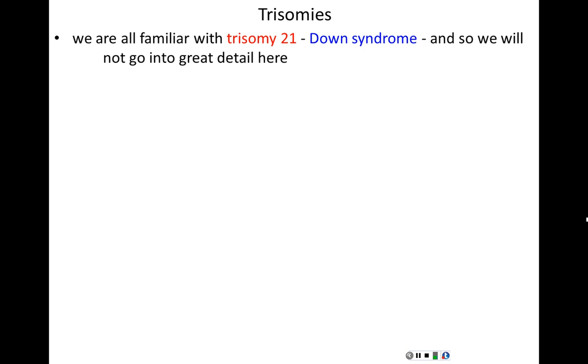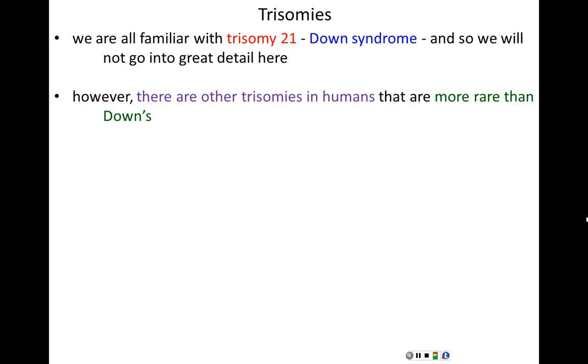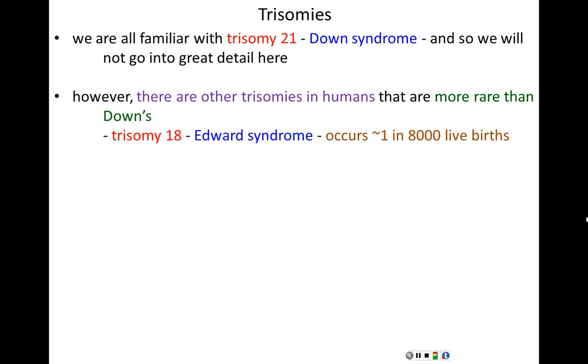However, there are other human trisomies that do result in viable children, in viable offspring, that are more rare than Down syndrome and probably trisomies that you haven't heard of. So we'll go through those in a little bit more detail because they should be unique and novel to you.